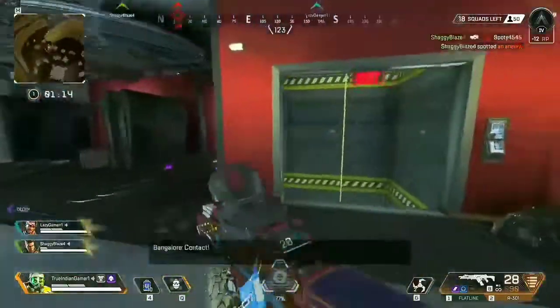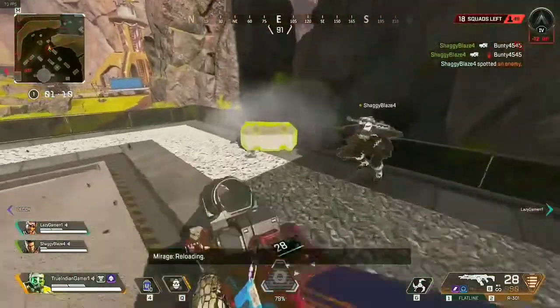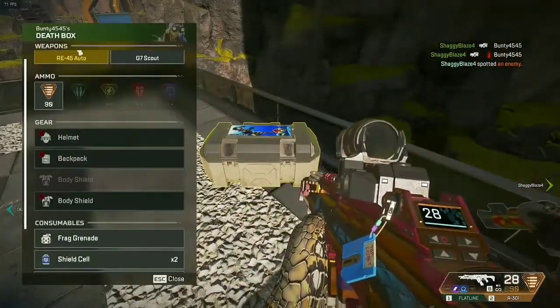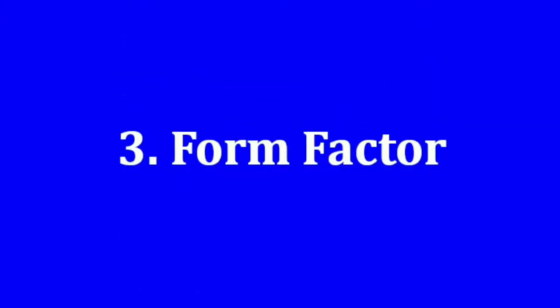The second thing is memory channels. You should check how many channels your motherboard supports and how many do you want to run. For example, if you want to run a quad channel RAM configuration, then you should look for the same motherboard.